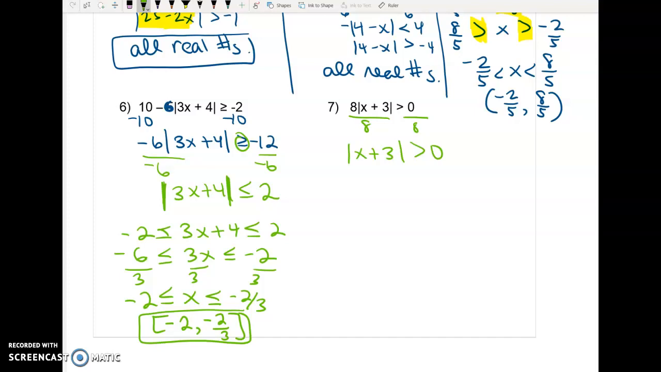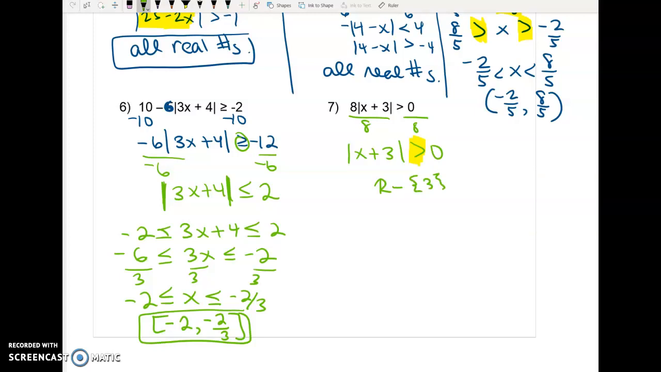So what value of x would make the absolute value of x plus 3 equal to 0? If you said negative 3, you are correct. That is the only value we need to worry about, because when x is negative 3, the left-hand side equals 0. There's no other value that would make that expression on the left negative, because the smallest thing it can be is 0. And right here, we do not have an equal to, we have a greater than. So what we could say is all real numbers except at negative 3.